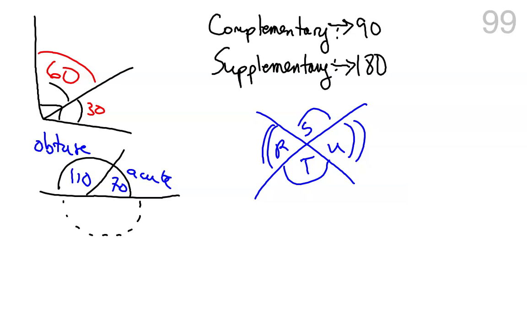Does R have to be congruent to S? No. In fact, they're not congruent. If you look at it, they are supplementary. They're going to add up to 180 degrees.